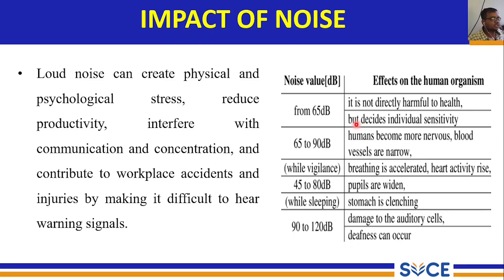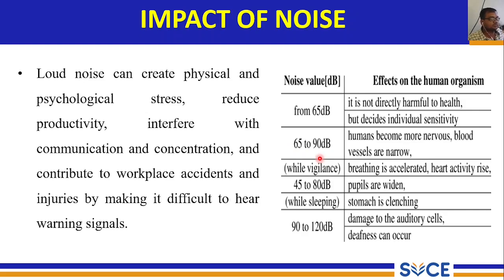When you quantify that in numbers, you see that with the noise value in decibels up to 65, it is not much affecting the health of the individual. But when it is in the range of 65 to 90, especially when you are awake and not sleeping, sometimes it may create some sort of nervousness in individuals, and the breathing is accelerated to quite an extent. But at the same time, when you are sleeping, it has to be much more within the required limit of 65 to 90, right?